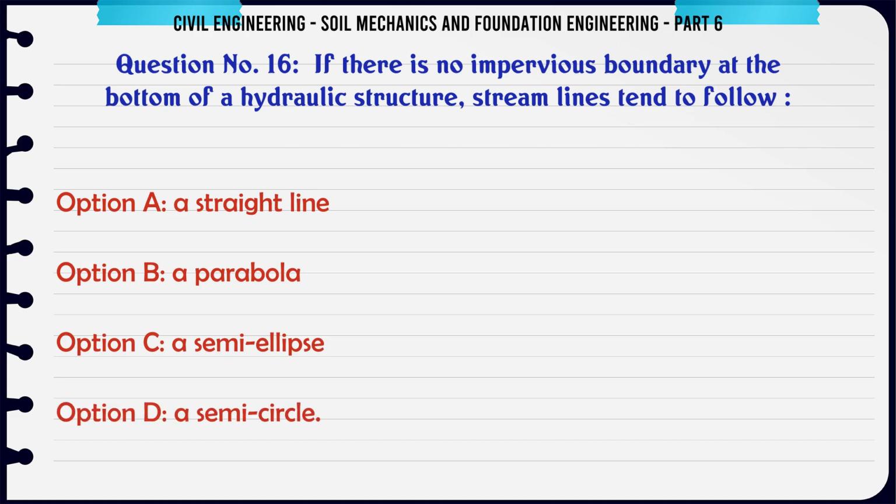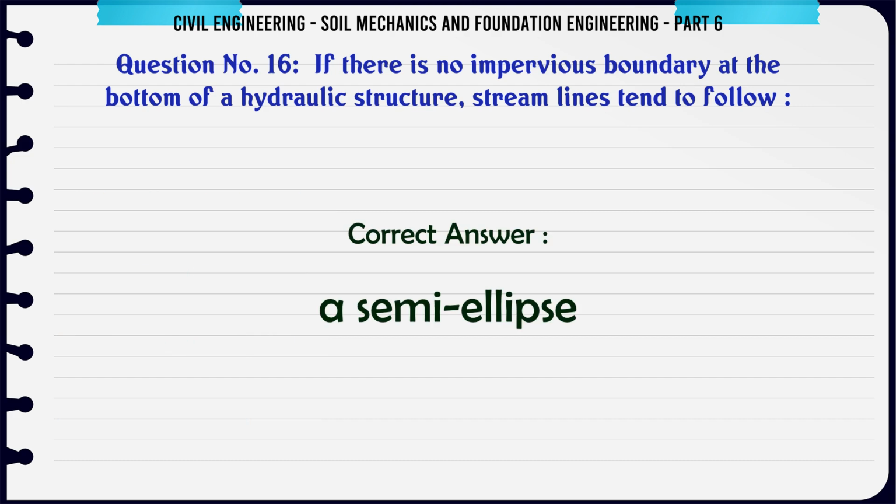If there is no impervious boundary at the bottom of a hydraulic structure, streamlines tend to follow A. a straight line, B. a parabola, C. a semi-ellipse, D. a semicircle. The correct answer is a semi-ellipse.